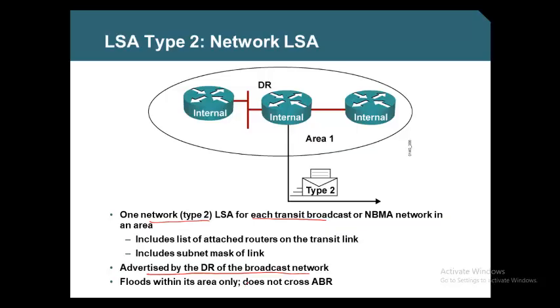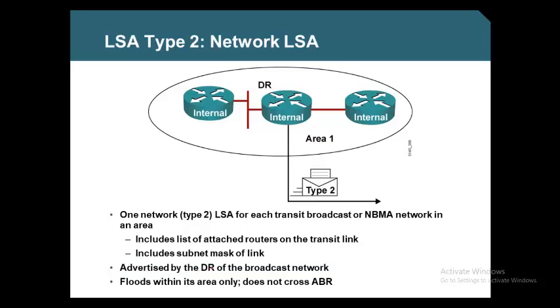This also has all the link information, the path, mask, subnet mask, everything, like type 1. Like type 1, this is also flooded only within the area and does not cross the ABR. These are all similarities. Where it differs from type 1 is this point.